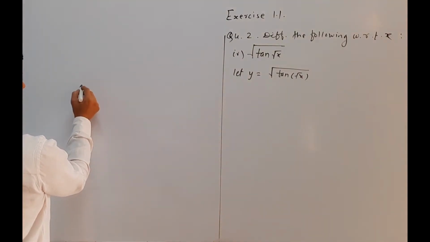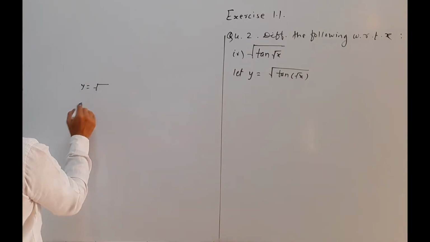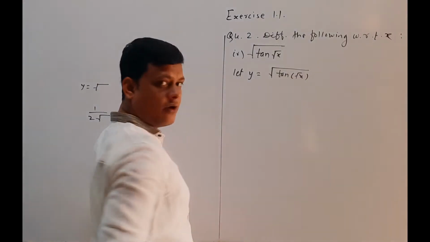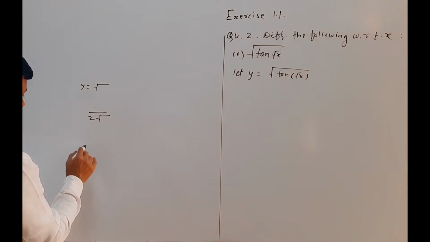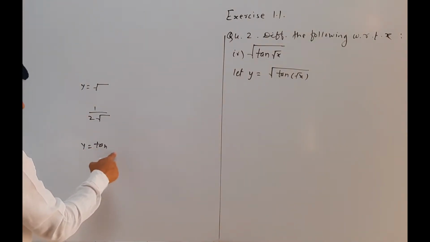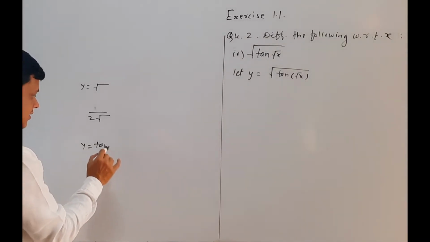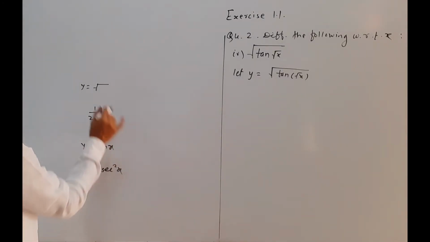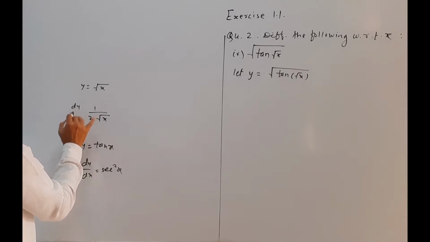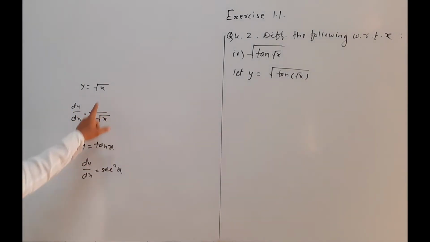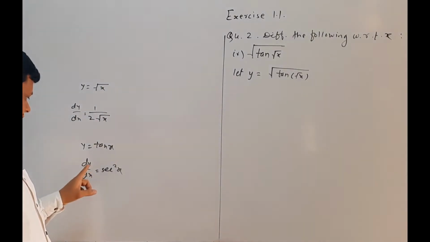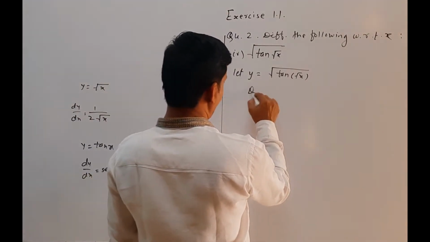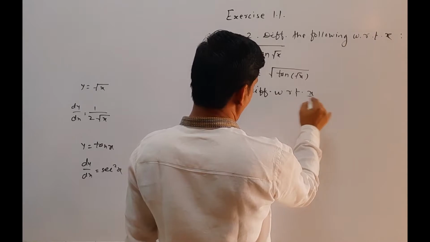So first, y is equal to root, its derivative we get 1 upon 2 root. Then we have to find the derivative of tan. So we know if y is equal to tan x, then the derivative of tan x is sec square x. So we write dy by dx is equal to sec square x. That means here we have to use these two rules. Dy by dx is equal to 1 upon 2 root x for root x. Then dy by dx equal to sec square x for y equals tan x. So we differentiate with respect to x.